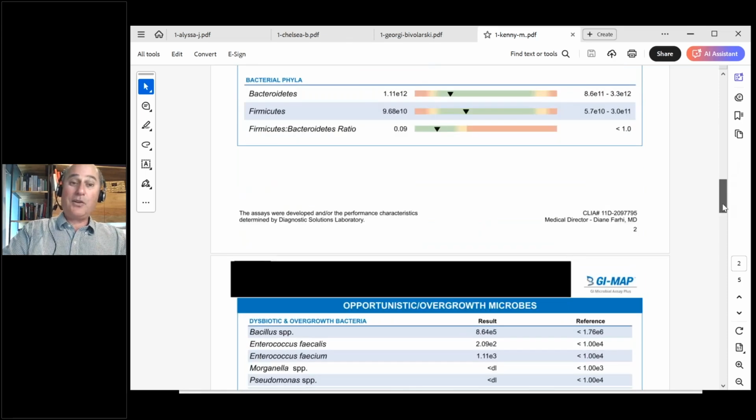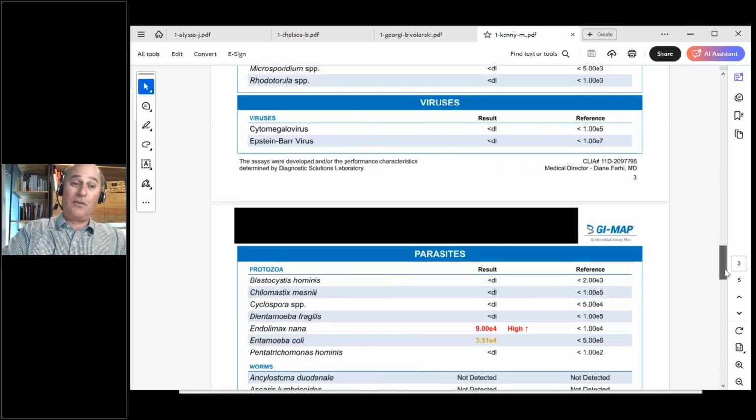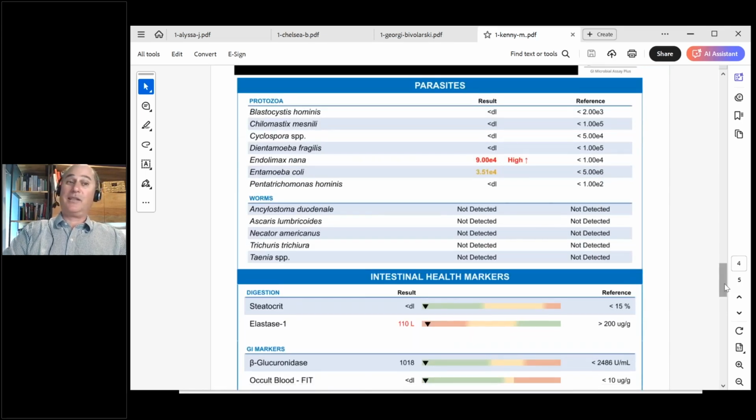In fact, it could be that the H. pylori opened the door for the parasites. They could have gotten the parasites and the H. pylori from the same bad meal. They could have gotten them from different trips overseas. Who knows where all these things came from. Sometimes you can figure it out, sometimes you can't. But you definitely want to get rid of the Endolimax nana and the Entamoeba coli also. Okay, but one at a time.